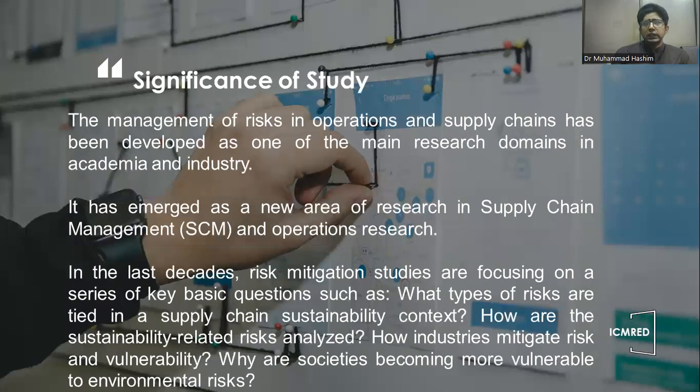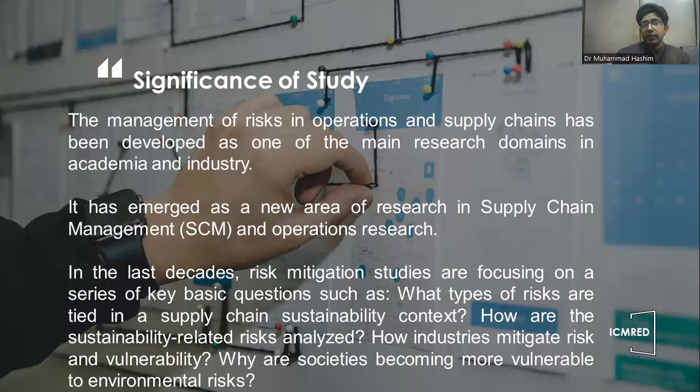Regarding the significance of the study, what is the motivation behind studying this topic, researching this topic, and discussing this topic in today's presentation? The management of risk in operations and supply chain has developed as one of the main research domains in academia and industry. It has emerged as a new area of research in supply chain management and operations research.